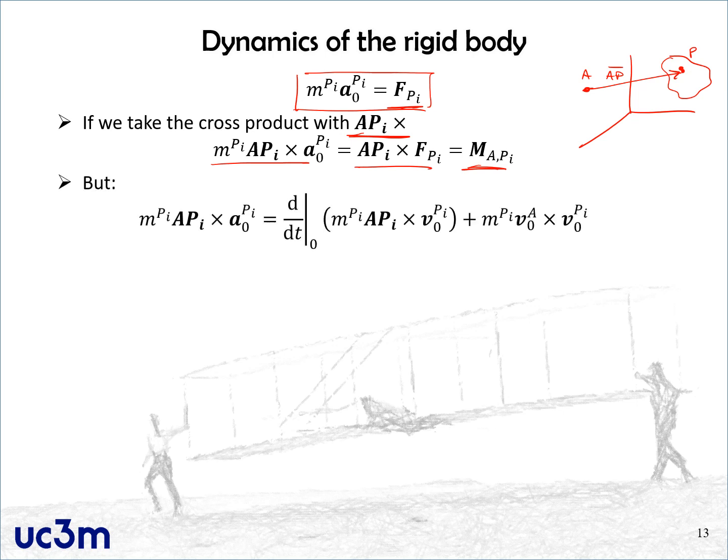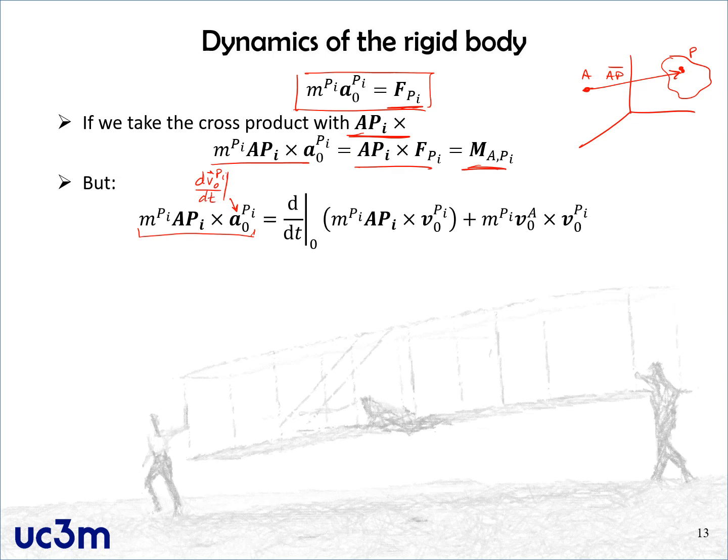In the following, we are going to focus on the left-hand side only. All right. So observe that this term, this cross product, can be expressed in the following way. So we see that the acceleration here is the derivative of the velocity.